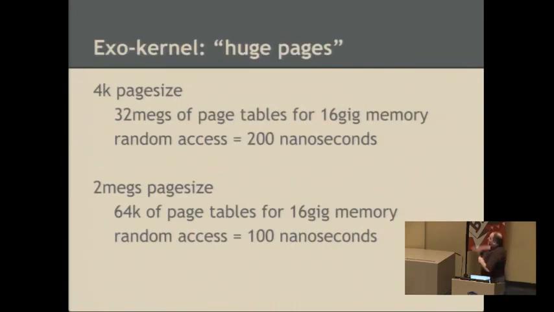The default page size on Linux is 4 kilobytes. That's why, when you do the math, it's 32 megs of page tables. And random access memory is now 200 nanoseconds to resolve.